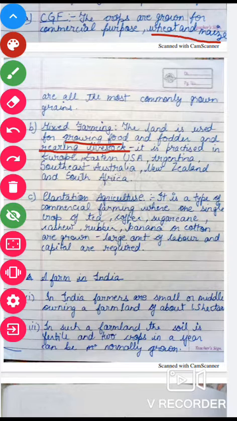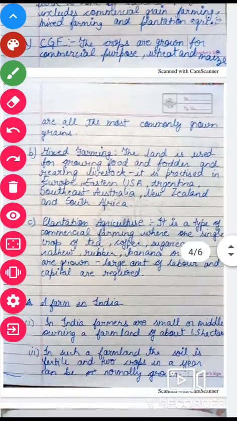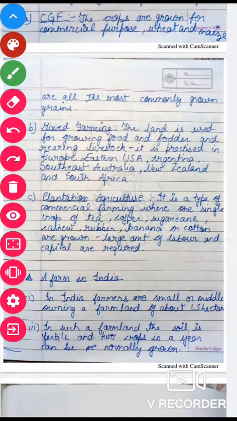So in this type of commercial farming, one single crop is grown, such as tea, coffee, sugarcane, cashew, rubber, banana, cotton. Okay, and a large amount of labor and capital are required. Only one type of crop is grown, and this can be your 3 marker too. So do remember about commercial farming and its 3 types: mixed farming, plantation and CGF.